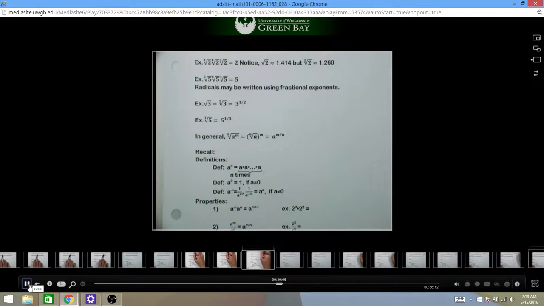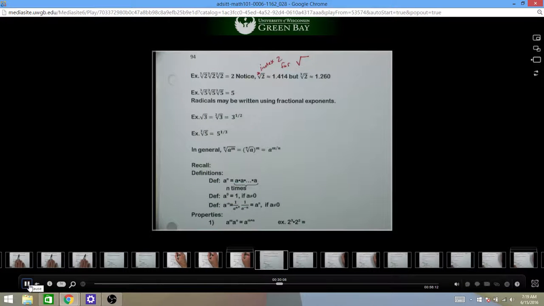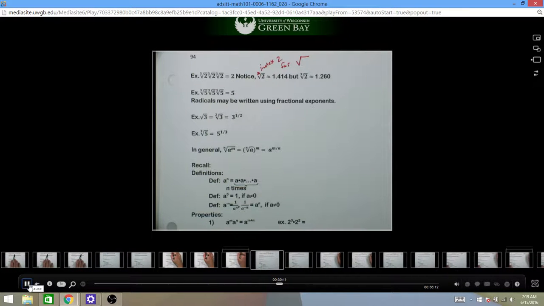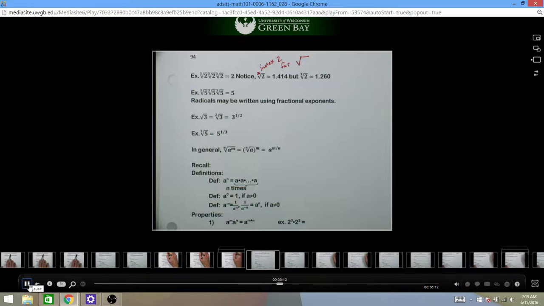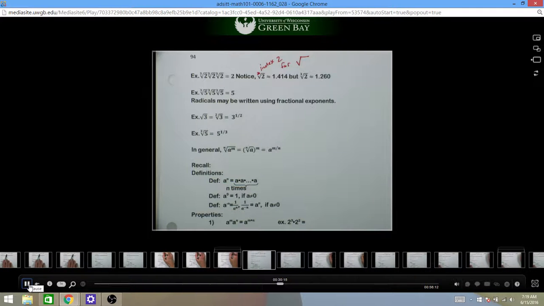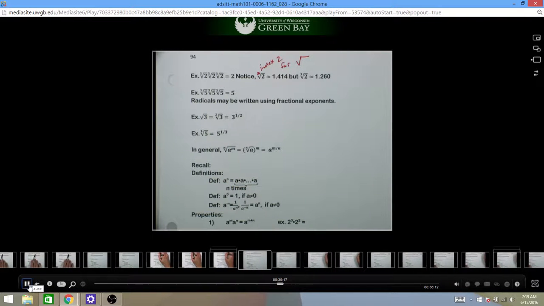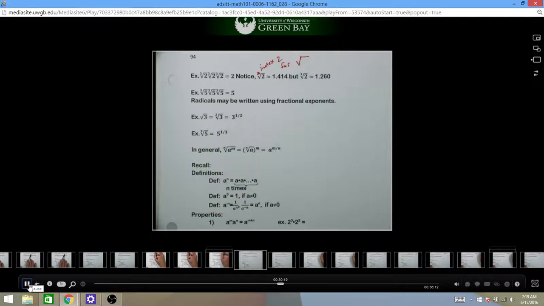So when there's no index written, then you have an index of 2 for square roots. Mathematicians use square roots so often that they just agreed, okay, let's just not write the 2 all the time. Let's just say if there's no index, we're talking about a square root.